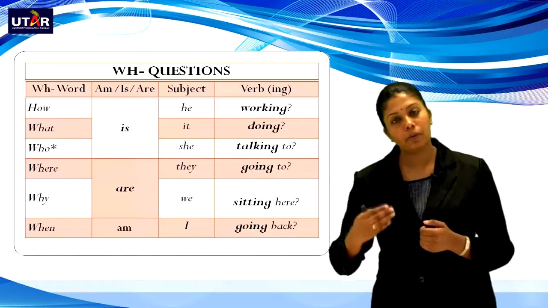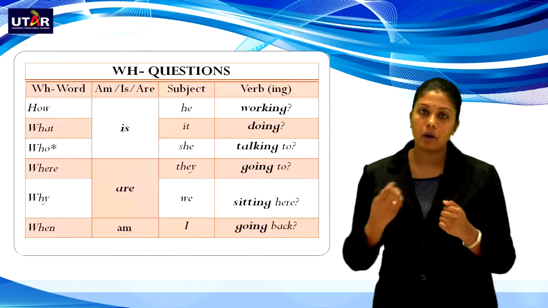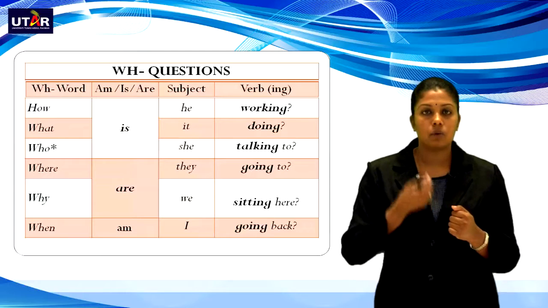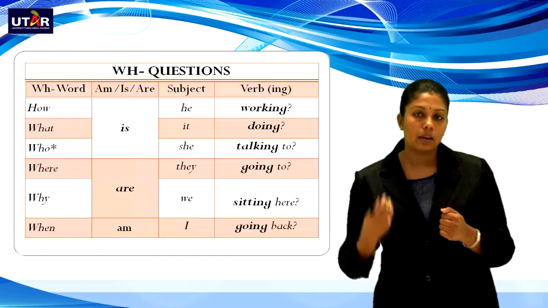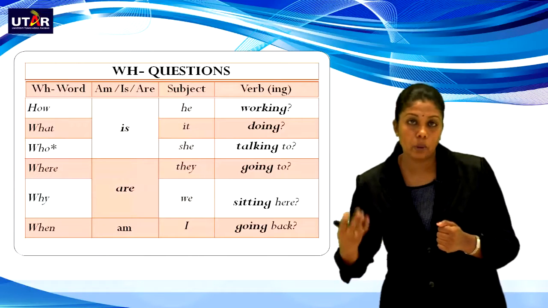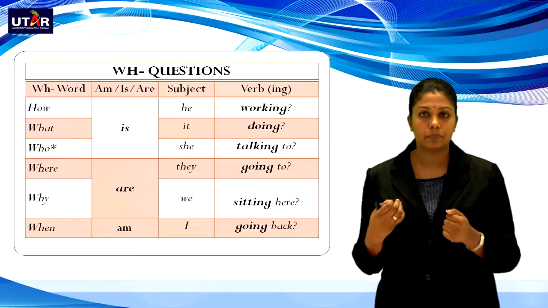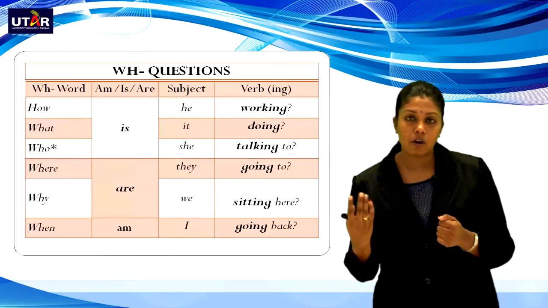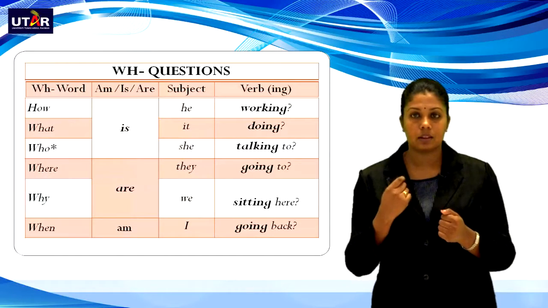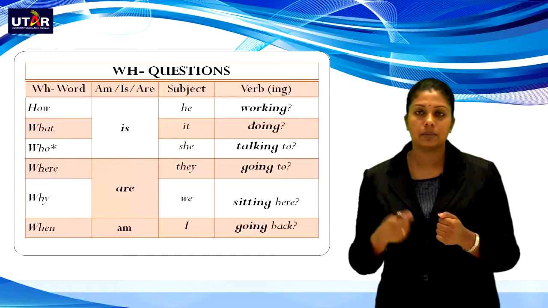And then we have the plural subject. For the plural subject, we use are or am. So for they and we, we use are. Where are they going to? Why are we sitting here? And then the final one, for I, we use am. When am I going back?